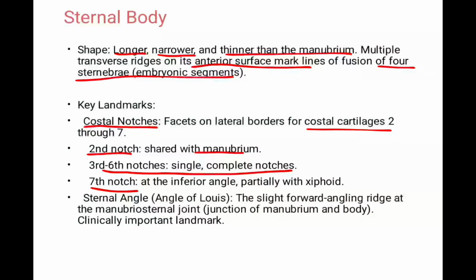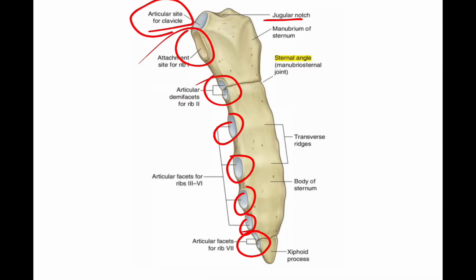We have the sternal angle of Louis. Now the sternal angle of Louis is a slight forward angled ridge at the manubriosternal joint, at the joint between the manubrium and the body of the sternum. Call this joint the manubriosternal joint. The junction of the manubrium and the body. It is a clinically important landmark on the body of the sternum. This is our sternal angle, also called the sternal angle of Louis.